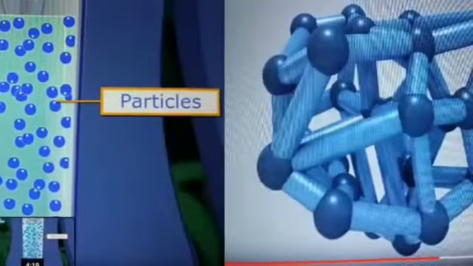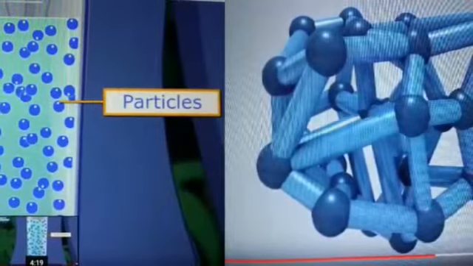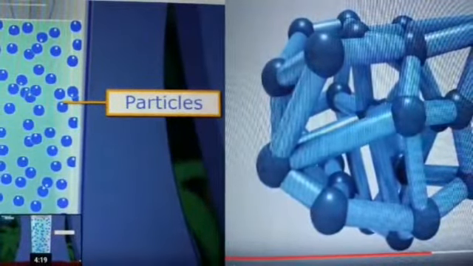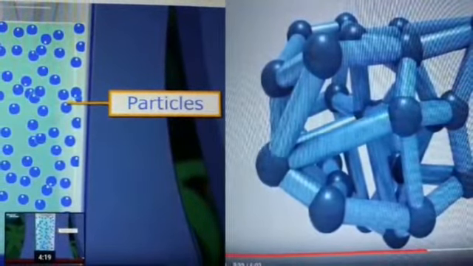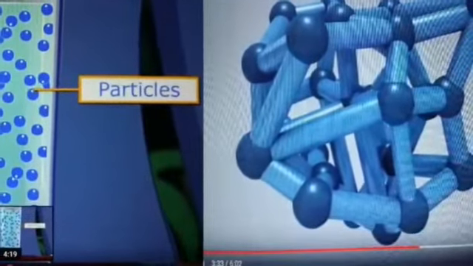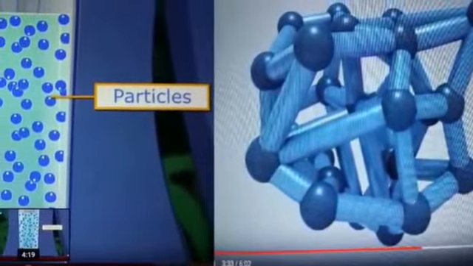When ice melts and becomes water, the particles absorb heat from the environment. The particles are closely packed but not in an orderly manner. The particles can move freely.